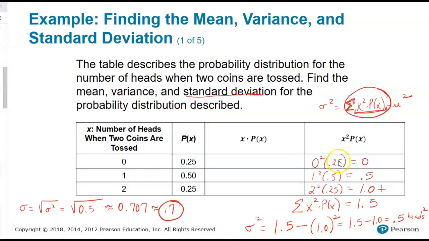So you can see that sum that we just found on the calculator is the same sum we get here and get 1.5. So then to find your variance, you're still going to have to put it in and do the sum of the x squared times p of x minus the mean squared and get your variance and your standard deviation.